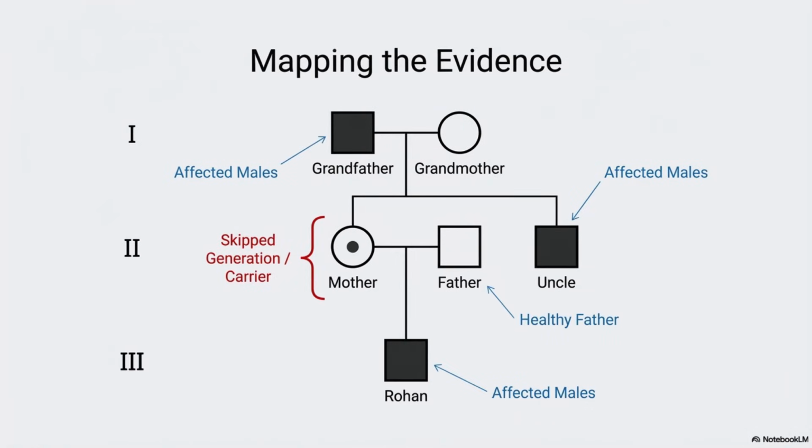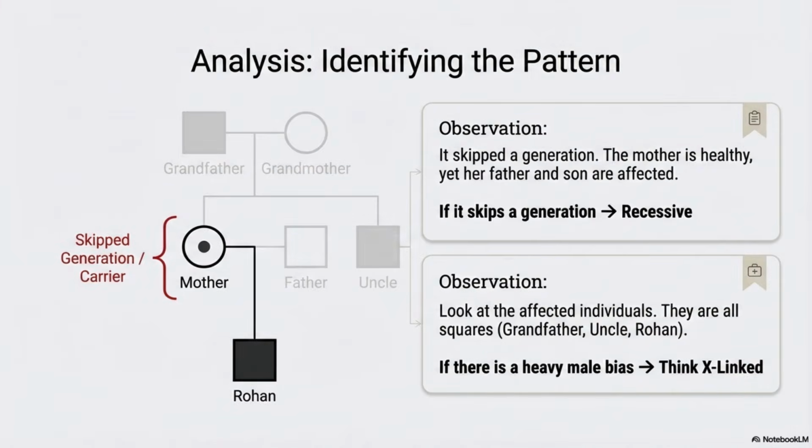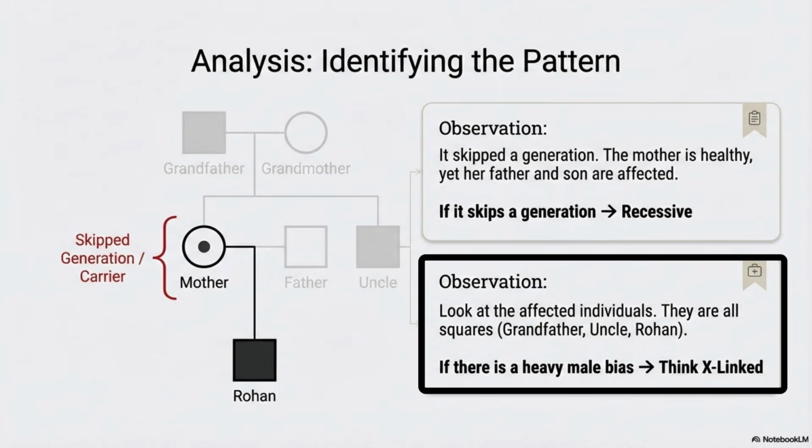The disease skipped Rohan's mother. She is healthy, but her father and her son are affected. Let's make our first observation. The disease skipped Rohan's mother. She is healthy, but her father and her sons are affected. So the rule was, if it skips a generation, it is recessive. The second observation would be, only males are affected in this family. So the rule was, if there is a heavy male bias, think X-linked.